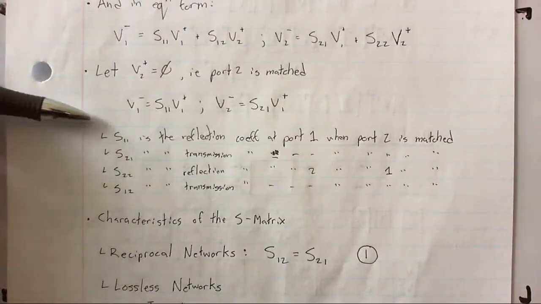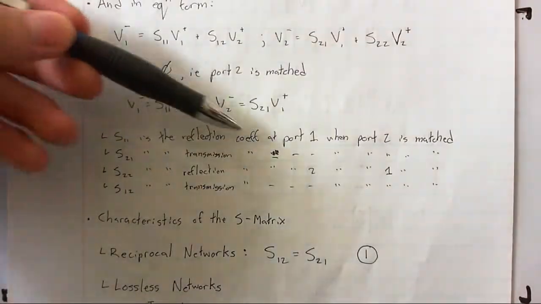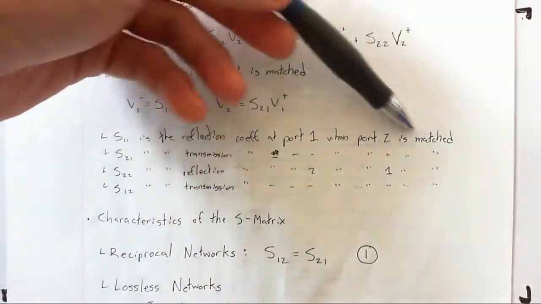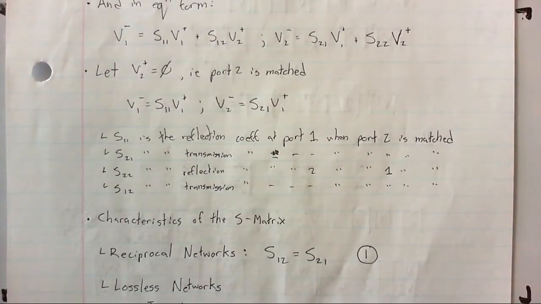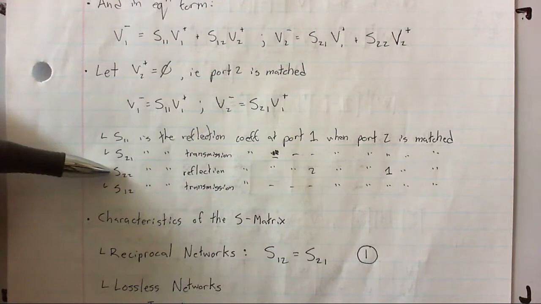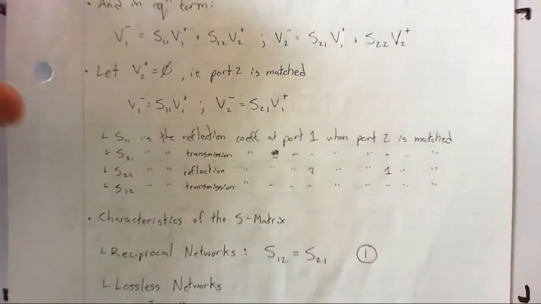What does that give you, right? So in this situation, if port 2 is matched, S11 is the reflection coefficient at port 1 when port 2 is matched. S21 is the transmission coefficient at port 1 when port 2 is matched. And similarly for S22 and S12 by symmetry.